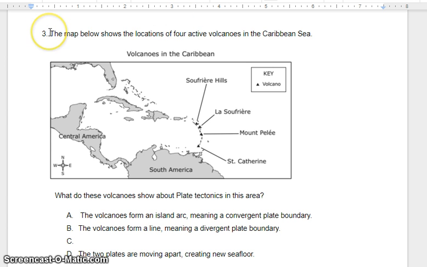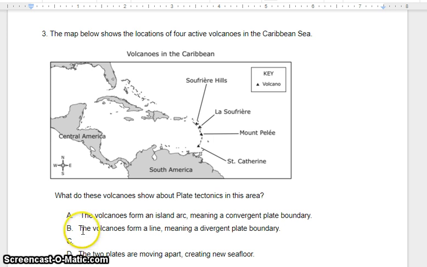Number 3. The map below shows the locations of 4 active volcanoes, right here in this arc. What do these volcanoes show about plate tectonics in this area? A, the volcanoes form an island arc, meaning the convergent plate boundary.